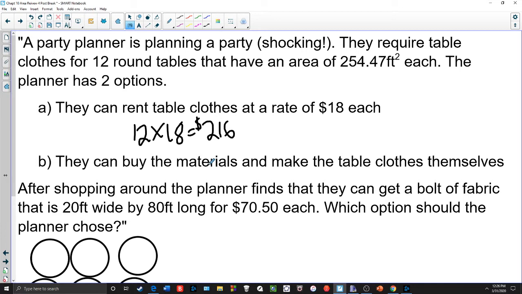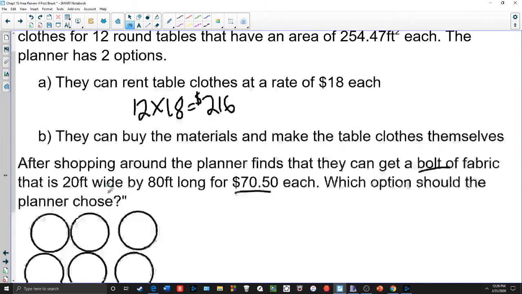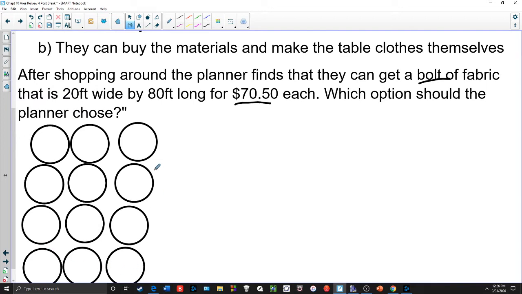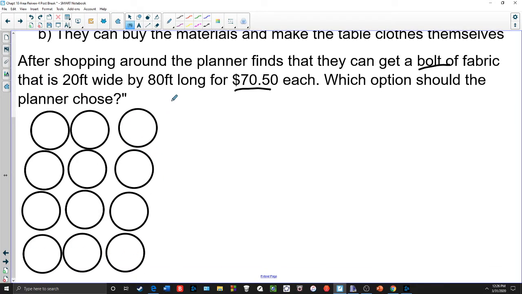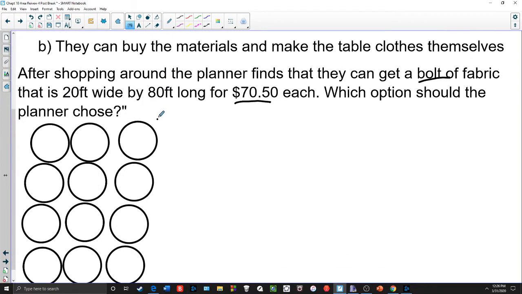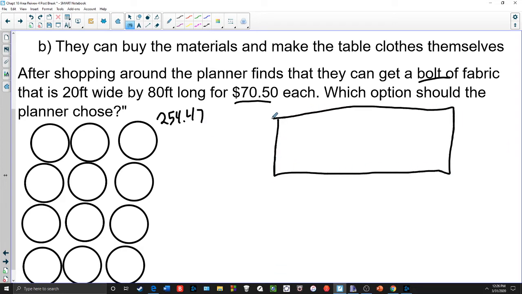So what we have to think here is, okay, how do we get how many of these bolts we need, right? We have a bolt of fabric that's $7.50 each, but I don't know how many of these I'm going to need to get to 12 round tables that have this much of an area each. So what I would do is, let's go ahead and draw a picture right here. I would draw my 12 round tables, which I already did here, and then I would think, okay, each of these has an area of 254.47. And I have a piece of fabric that is 80 feet long and 20 feet wide. I need to figure out how many circles I could cut from this piece of fabric.